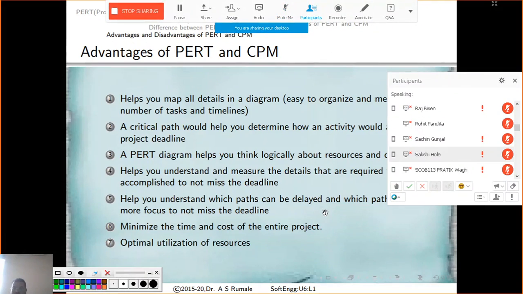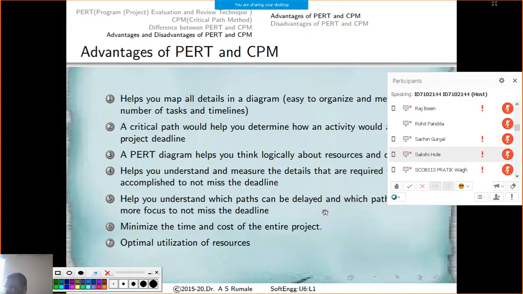So obviously, PERT helps you optimally use all the resources, and like PERT and CPM. So if I say PERT, you also listen CPM. If I say CPM, that also means PERT and CPM together. Okay. Nowadays, these two things are not considered as different things by many project management experts.